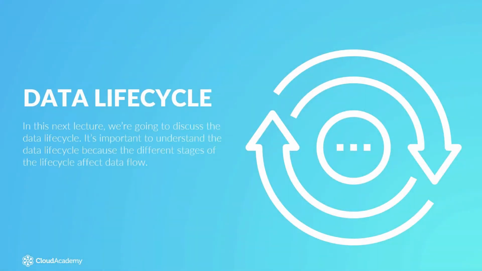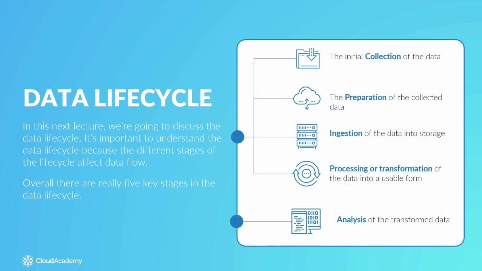In this next lesson, we're going to touch on the data lifecycle. It's important to understand the data lifecycle because the different stages of the lifecycle will affect data flow. Overall, there are really 5 key stages in the data lifecycle. You have the initial collection of data, the preparation of that collected data, the ingestion of the data into storage, processing or transformation of the data into usable form, and then you have analysis of the transformed data.